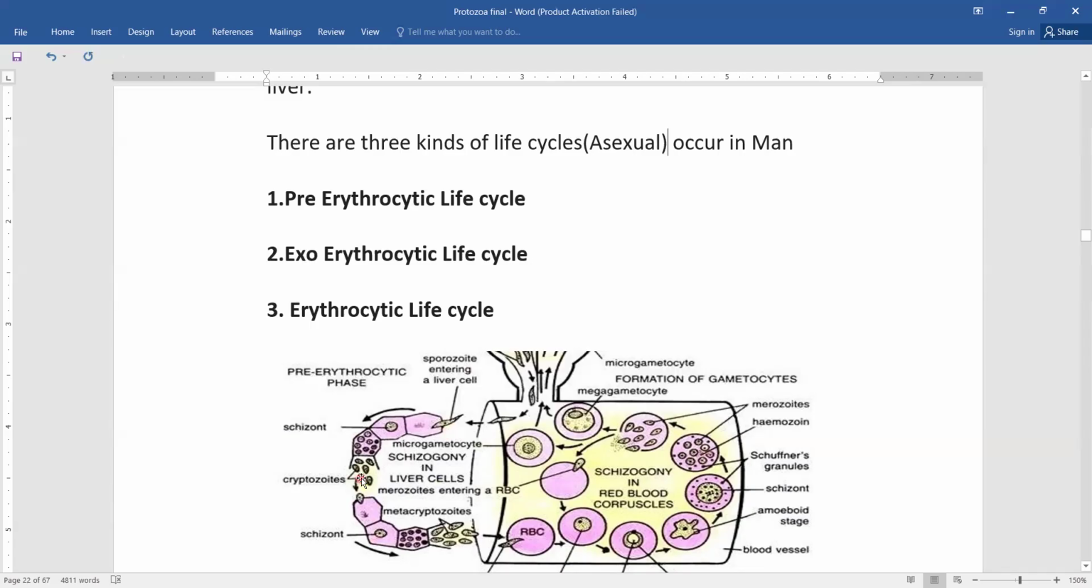సో వీటి ద్వారా ఏర్పడ్డవి ఎక్కడికి రీచ్ అవుతాయి? ఆర్బీసీకి వెళ్తాయి కొన్ని స్టేజెస్. ఓకే. వెళ్ళి ఆర్బీసీలో వాటి నెంబర్ ఇంక్రీజ్ చేసుకుని మళ్ళీ అల్టిమేట్గా గ్యామెట్స్గా అవి కన్వర్ట్ అవుతాయి. సో ప్రీ ఎరిథ్రోసైటిక్ లైఫ్ సైకిల్, ఎగ్జో ఎరిథ్రోసైటిక్ లైఫ్ సైకిల్, ఎరిథ్రోసైటిక్ లైఫ్ సైకిల్ ఎక్కడ జరుగుతుంది? ఇది మనిషిలో, హ్యూమన్ బీయింగ్లో త్రీ కైండ్స్ ఆఫ్ లైఫ్ సైకిల్స్ ఆర్ సీన్.